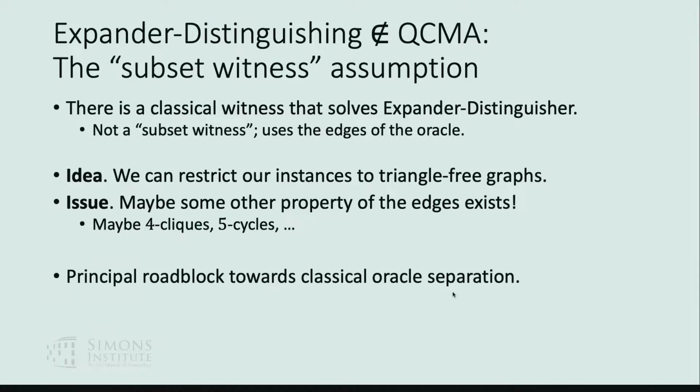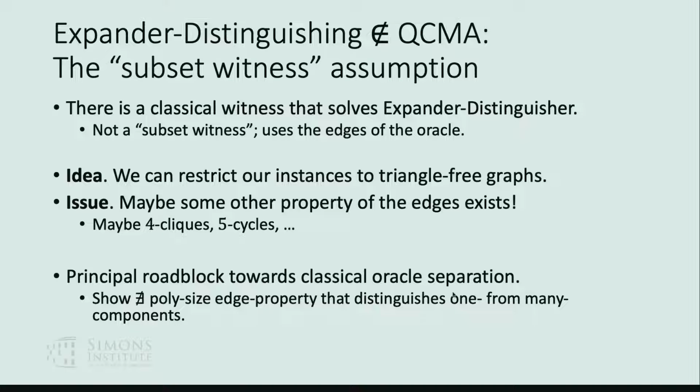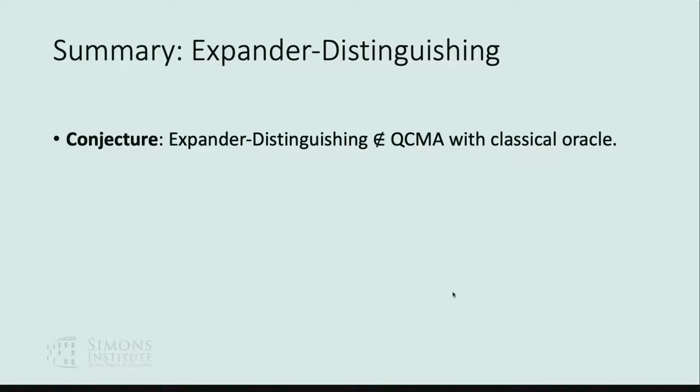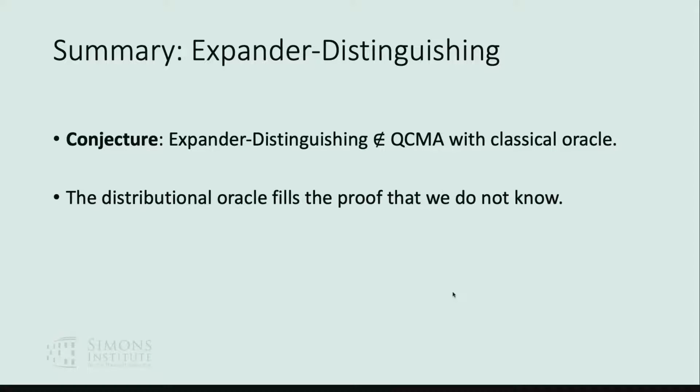So this highlights a big obstacle towards getting the classical oracle separation. You somehow need to show that there is no edge property that is going to help you distinguish one from many connected components. Here it was triangles, but it could be some other very weird property. This is why we need to show this, and this is where the distributional oracle comes in. As a summary, we believe that expanded distinguishing is not in QCMA with a classical oracle, and the distributional oracle just fills in the proof that we do not know.